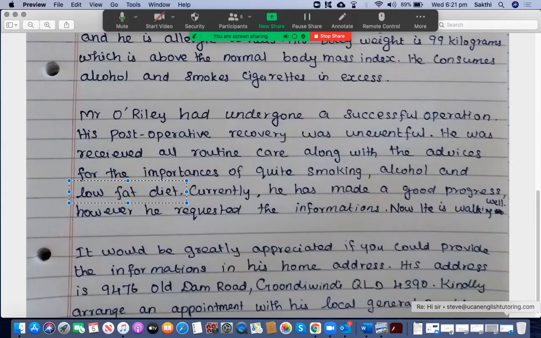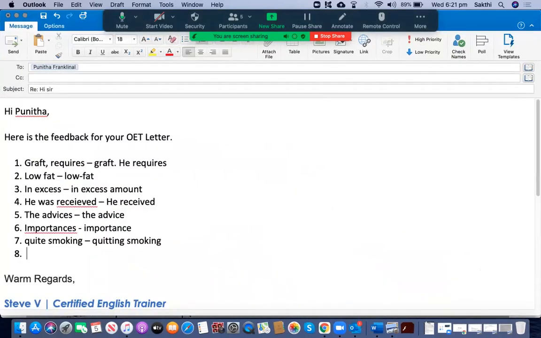So this is wrong. And following low fat diet. Instead of that, you should have mentioned the importance of quitting smoking and alcohol and following low fat diet. All right, following low fat diet. Good.